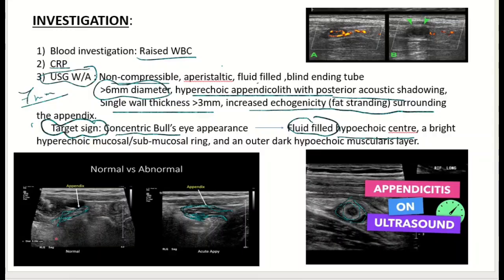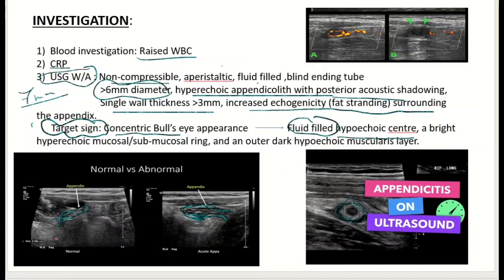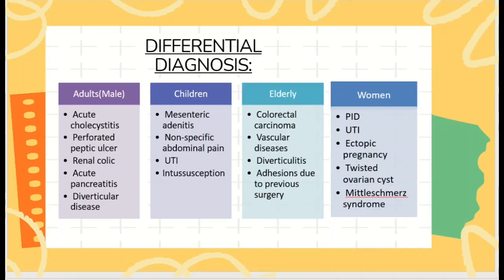Coming to different age groups. What are the different possibilities in different age groups? First of all, in adult male, the most common differential diagnosis is acute cholecystitis. Then it can be a case of perforated peptic ulcer also. We have to differentiate it from peptic ulcer disease. Next comes renal colic, which is also very common in this age group. Then acute pancreatitis or diverticular disease.